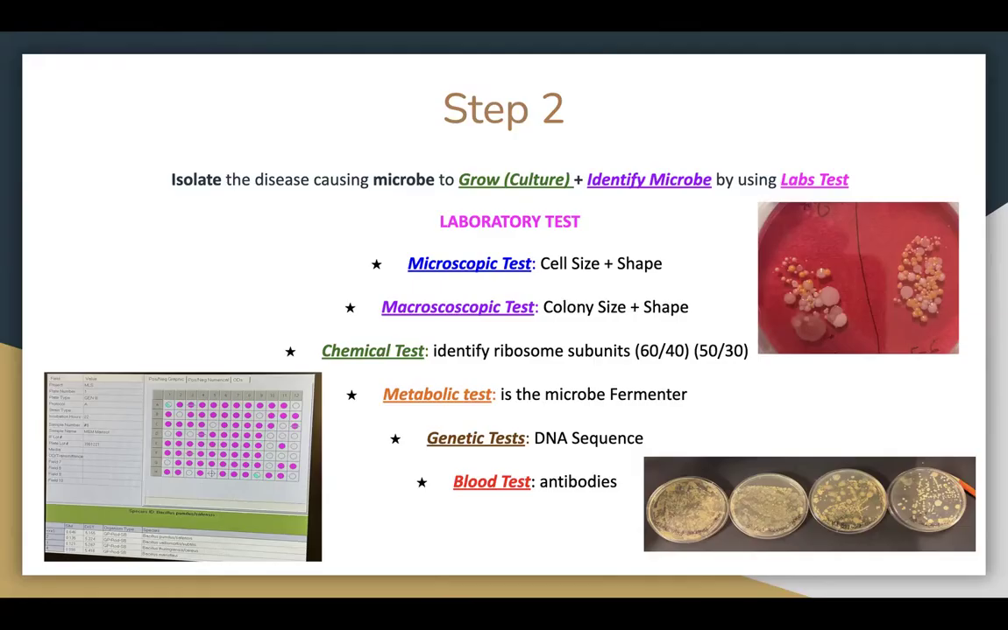Now we also have a metabolic test, and this is going to see if the microbe is a fermenter. And then the other test that we can run is a genetic test. Each microbe has its own DNA sequence. So once we identify the DNA sequence, we can look through the database to figure out which microbe it is, because each microbe has its own DNA sequence. Also, you can do a blood test to find the antibodies located in there, to try to figure out what the body's fighting off.